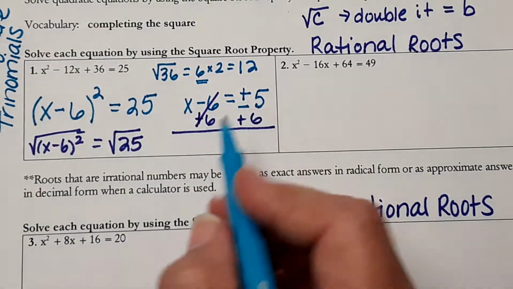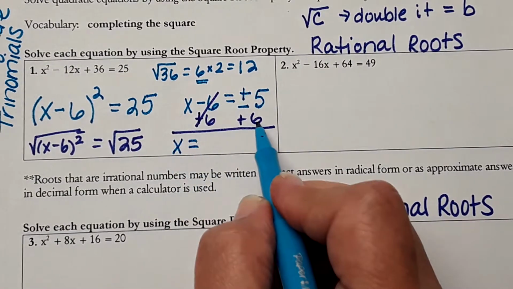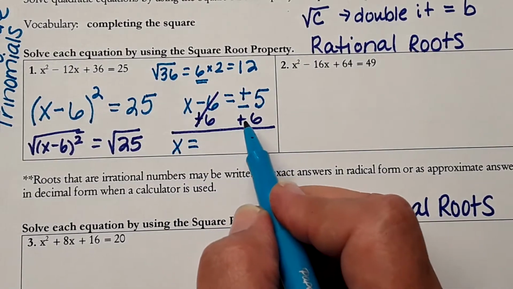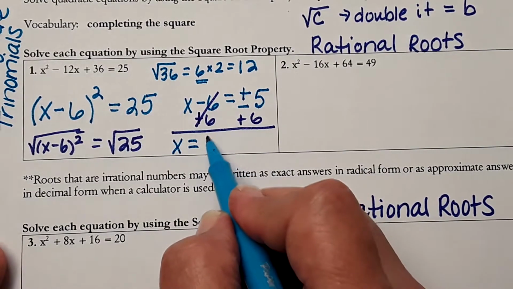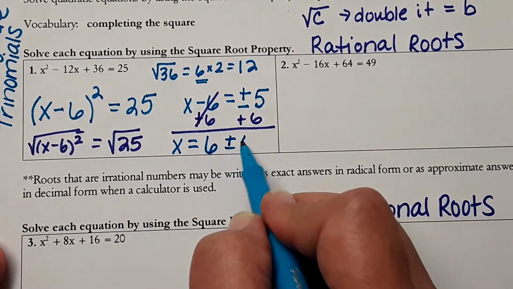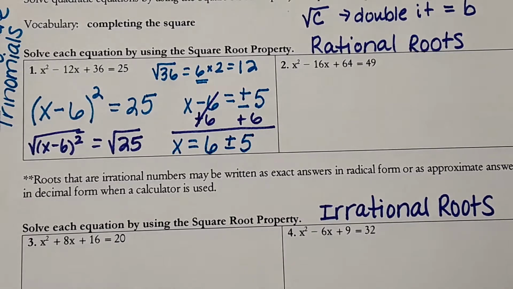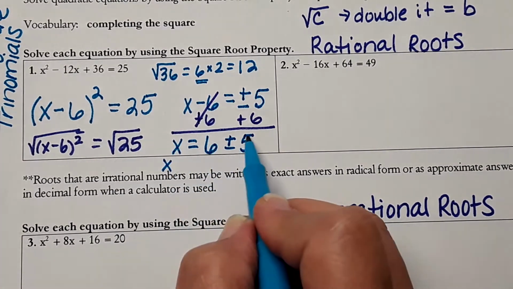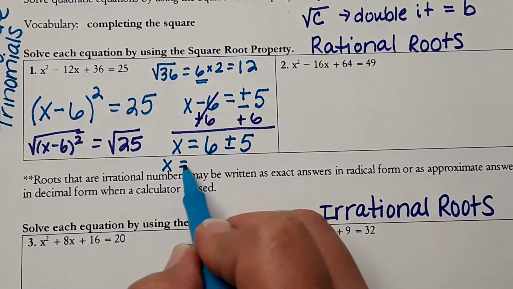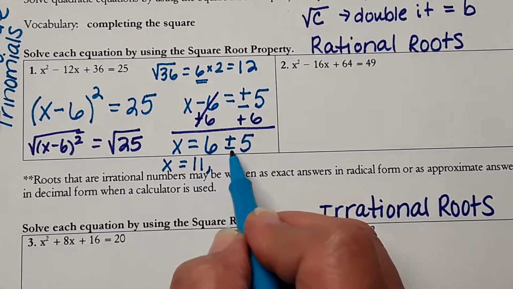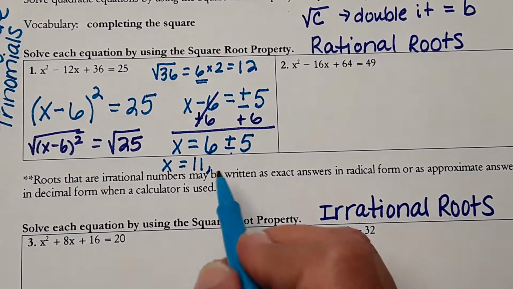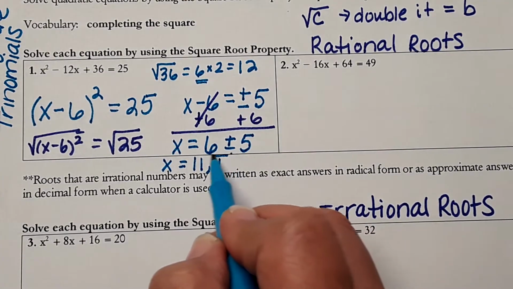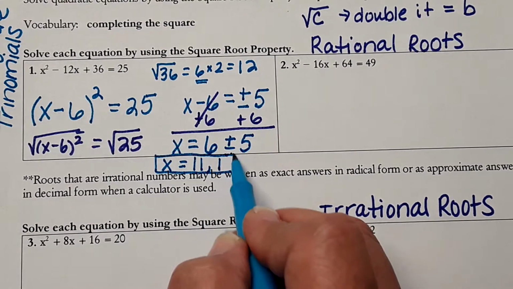But I want you to remember, whatever you add or subtract to the other side, put that in front, and then plus or minus 5. So you're going to have two answers. And you actually have to do that. You actually have to do 6 plus 5 and 6 minus 5. So 6 plus 5 is 11. 6 minus 5 is 1. And those are your answers. Those are your two roots.